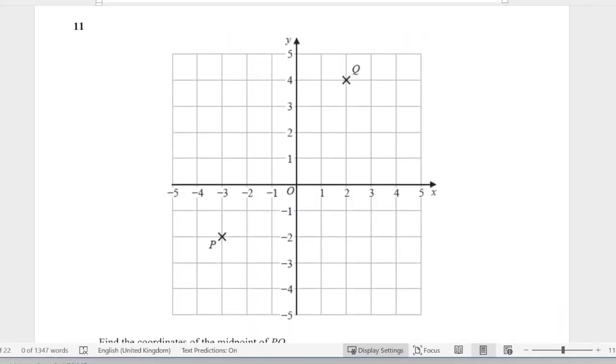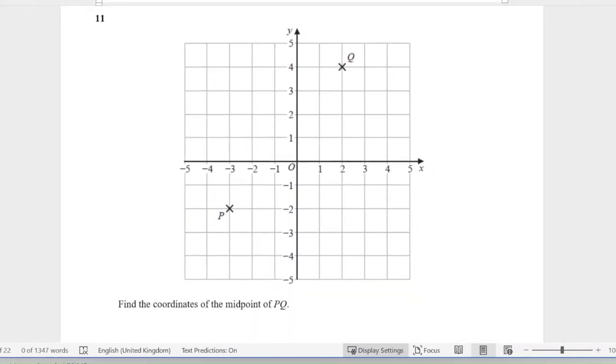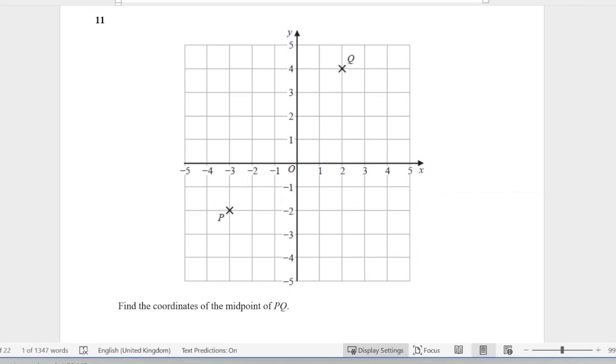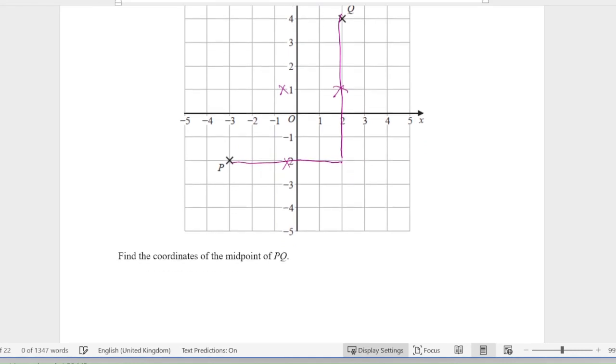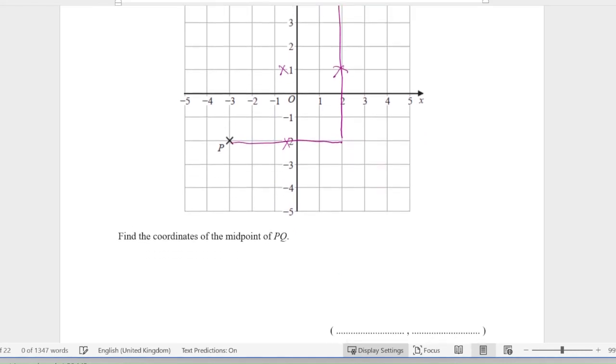Okay, question 11. Find the coordinate of the midpoint P. Well, we can do this one virtually by inspection. I always find finding the midpoint easiest if I create that. So the midpoint is going to be directly halfway between, so in effect halfway between there and there. So that would be my midpoint. And the coordinates of that would then be minus a half, 1.